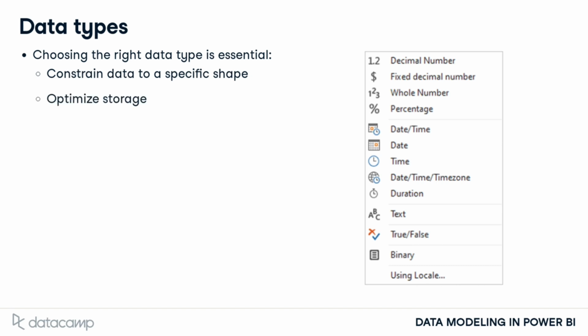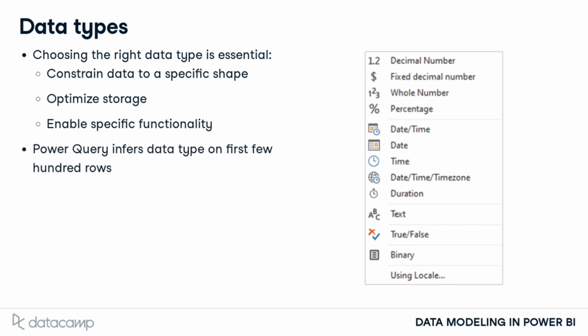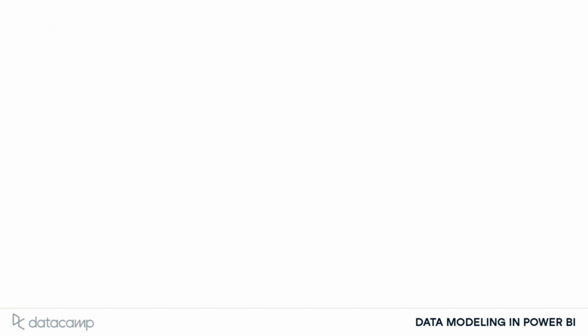The numeric value 1 million fits in 4 bytes, but would take 9 bytes as a string. Some functionality is limited to specific types. For example, date arithmetic is only possible on date and time columns. Power Query usually correctly infers the data types of columns and does so using the first few hundred rows.